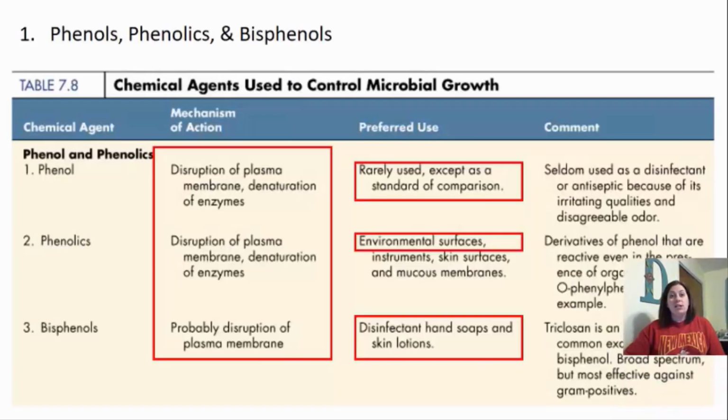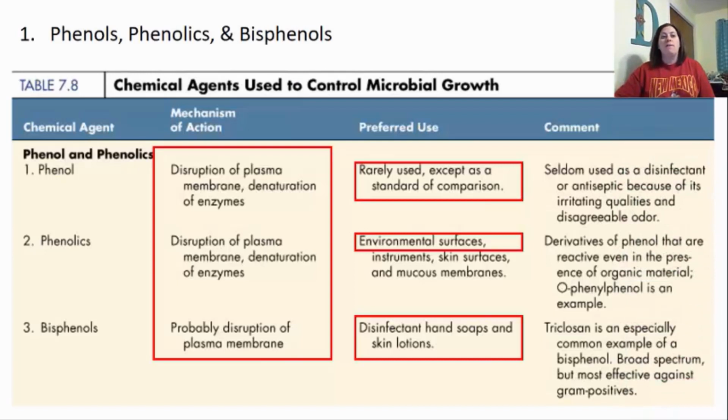All right, so the first group of chemical agents we want to look at are the phenols. Okay, when we look at this, you have the phenols, the phenolics, and the bisphenols. When we look here, the phenols, all of these are going to look at disruption of the plasma membrane. They also are going to help with denaturation of enzymes. Now guys, phenols are rarely used except as a standard of comparison. These are seldom used as a disinfectant or antiseptic because of its irritating quality, like on the skin, and it has a really bad odor to it.